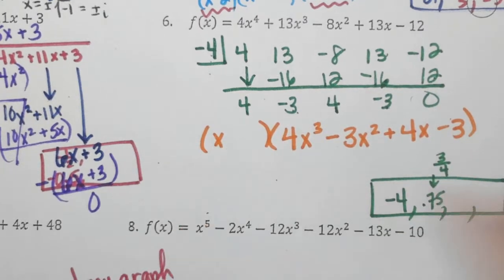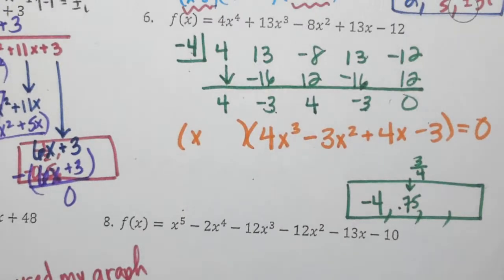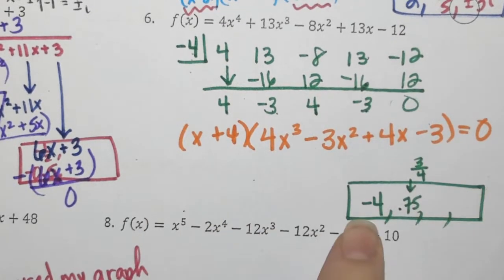As for this guy, do I put x plus 4 or x minus 4? It's plus 4 because at the end when we set x plus 4 equal to 0, we get that -4.